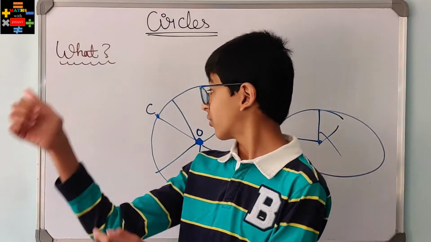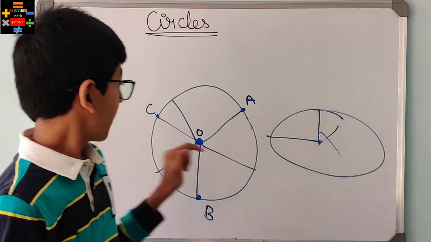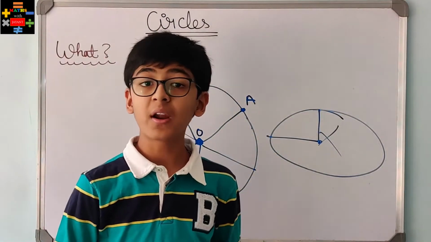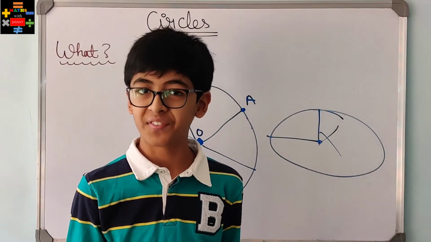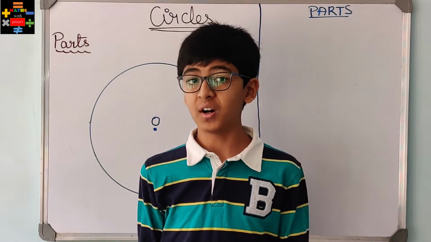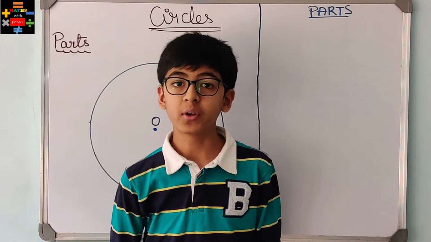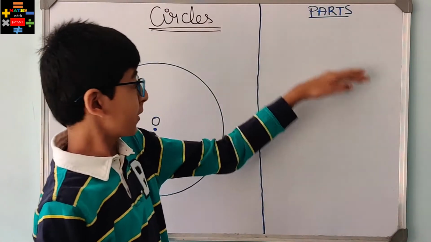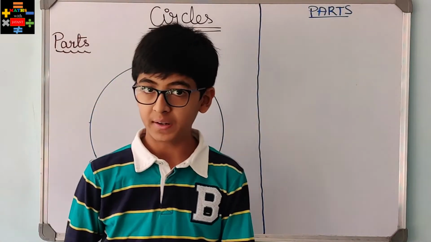So now we've discussed what circles are. Like this is not a circle and this is a circle. So now let us discuss the parts of a circle. You can already see I've drawn a big circle over here, and over here we'll be noting down the parts one by one.